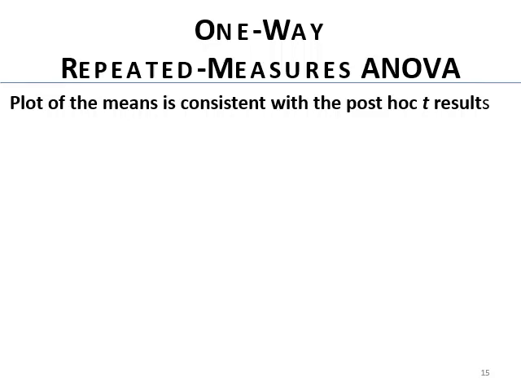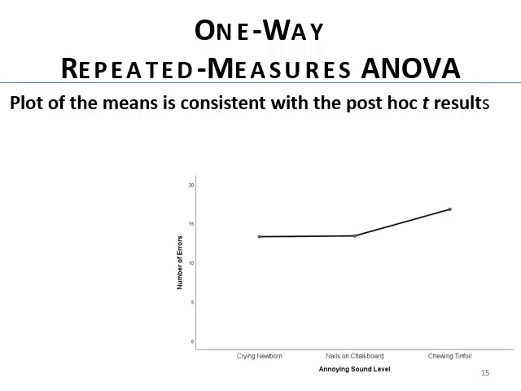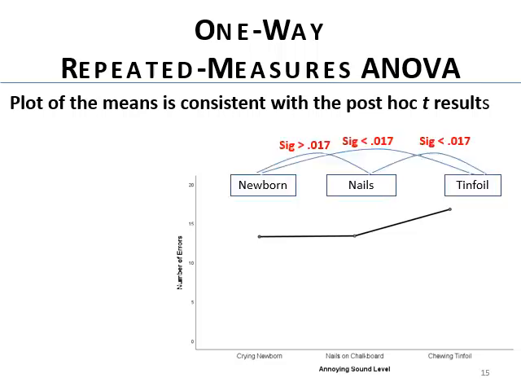So there is a means plot you get. This is the one you get out of SPSS. I believe I have made this APA format already. It starts at 0, doesn't have grid lines, etc., for pasting into your output. So remember, this was the findings. We found sig was greater than 0.05 when comparing newborns to nails, but then it was less than 0.017 for newborn versus tinfoil and nails versus tinfoil, right?